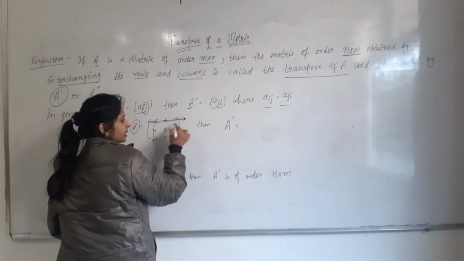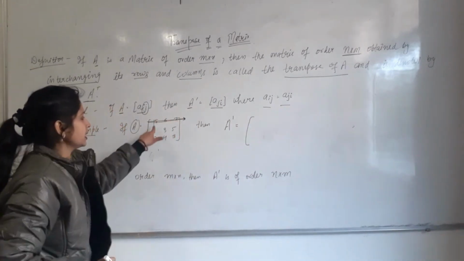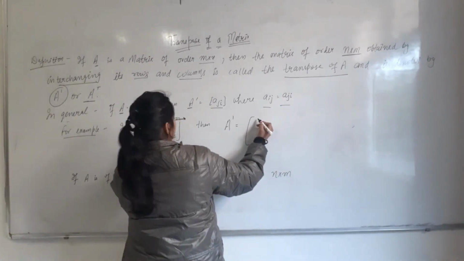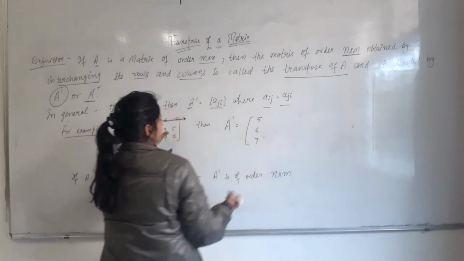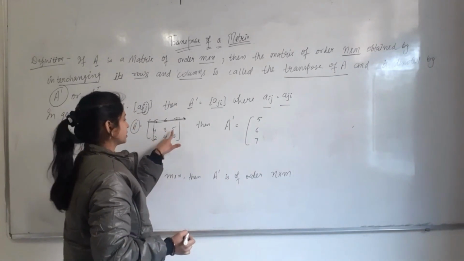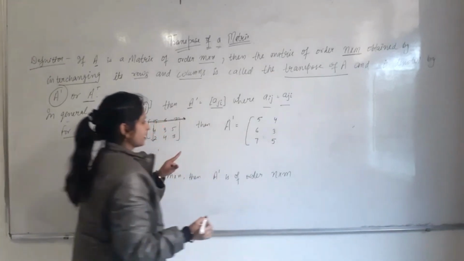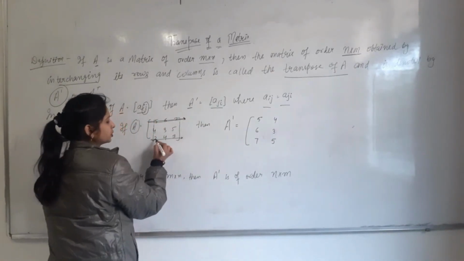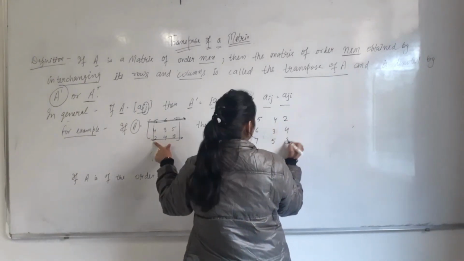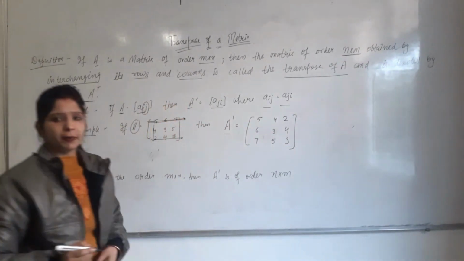So R1 is converted into C1. Here 5, 6, 7 are in R1, so we write them in C1. The row 5, 6, 7 becomes the column 5, 6, 7, the row 4, 3, 5 is written as the column 4, 3, 5, and the row 2, 4, 3 is written as the column 2, 4, 3. So this is the transpose of matrix A.